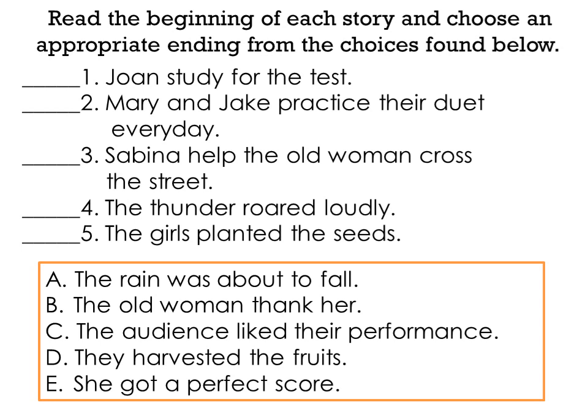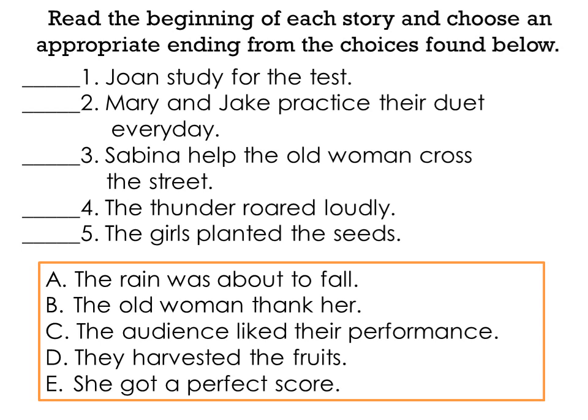And last but not the least, number 5. The girls planted the seeds. So what could be the ending? Letter A, the rain was about to fall. Letter B, the old woman thanked her. Letter C, the audience liked their performance. Letter D, they harvested the fruits. And letter E, she got a perfect score.